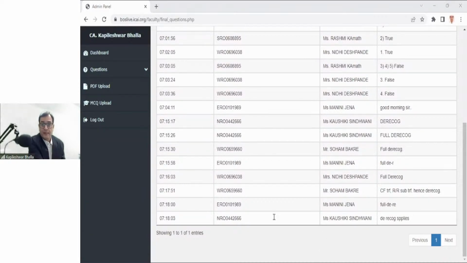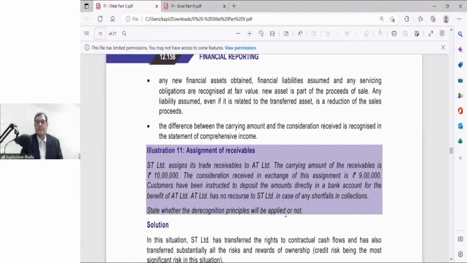Super. So in this particular case, it says whether derecognition will be applied or not. Yes, derecognition would apply. So can I say I would be in a comfortable position to put the entry: bank will be given a debit to the extent of 9 lakh. The financial asset will be given a credit to the extent of the book value, which is 10 lakh, and the balancing figure becomes a gain or loss on derecognition.